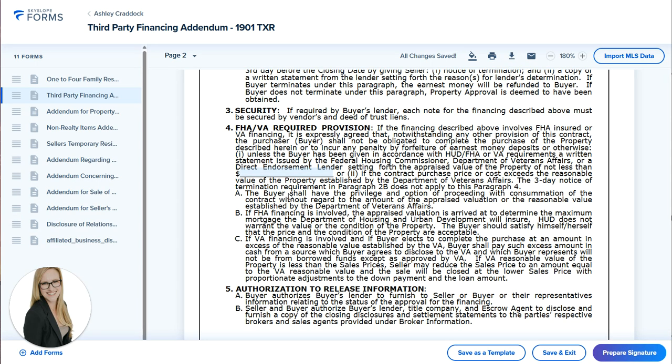With conventional, they're typically a higher down payment. There are some specific types of conventional loans, a 3% first-time home buyer program, but most of the time 5% is the minimum.